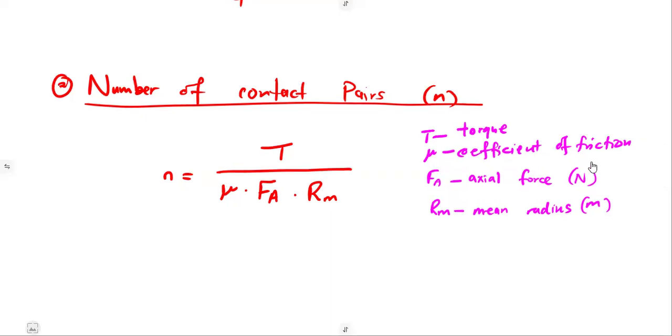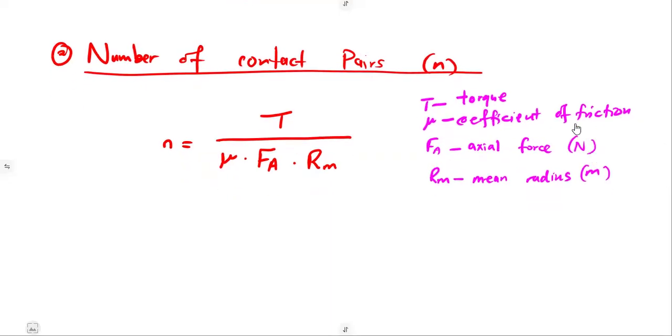I just hope we're going to talk about that as a separate video, not as a class, that can help. So I was saying, guys, this is what we have. The T is the torque, which is measured in Newton meter. The coefficient of friction, the axial force, we talked about this before, the mean radius. So that can give us the number of contact pairs at the end.